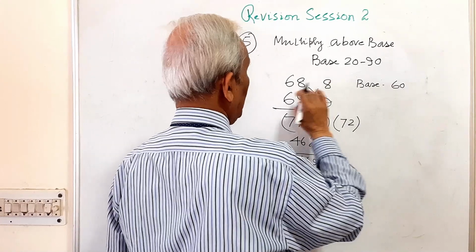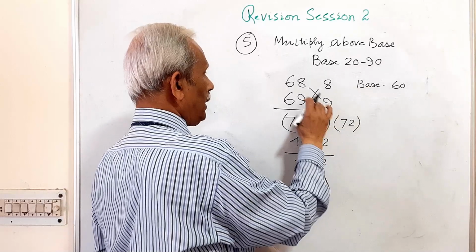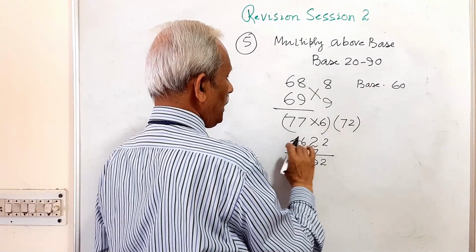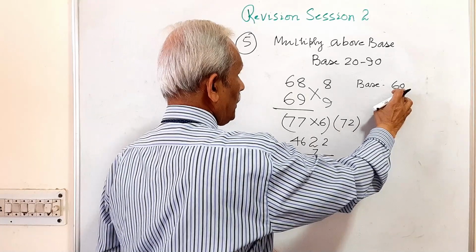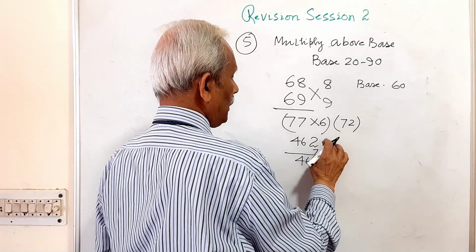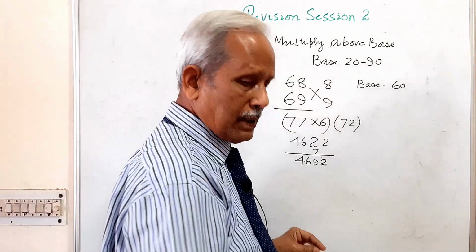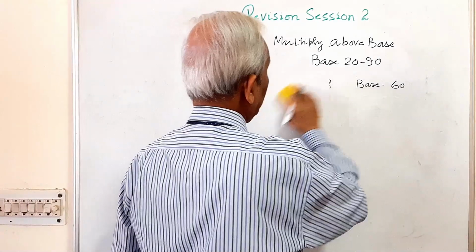Base is 60, 68 minus 60 is 8, 69 minus 60 is 9, cross addition 77 multiplied by 6, it becomes 462, 72. One zero here, we can write one digit here, 2 here, 7 here, it becomes 4692. Quite simple, understandable. Let me do the third question.